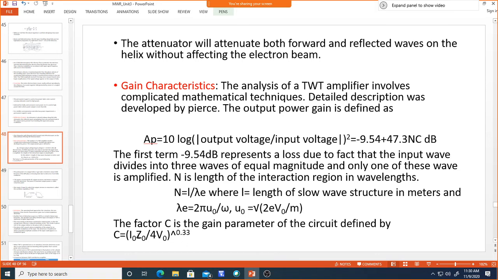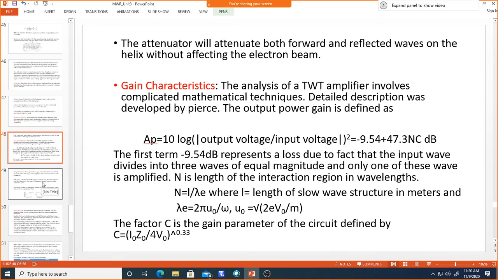Okay, so this is the characteristic impedance of the helix. By using this we can calculate the circuit factor C, the gain parameter of the circuit. So by using this equation we can calculate the gain characteristic of the TWT amplifier.